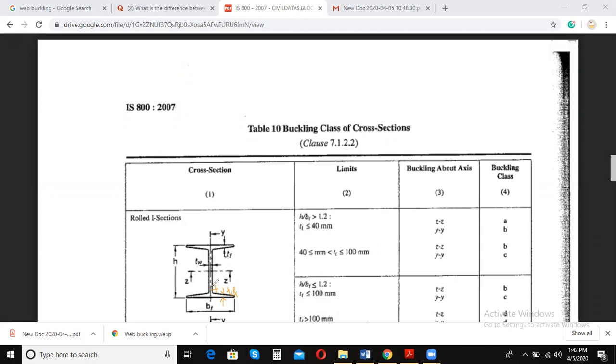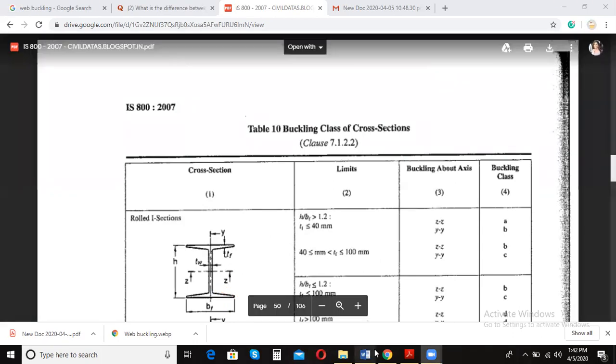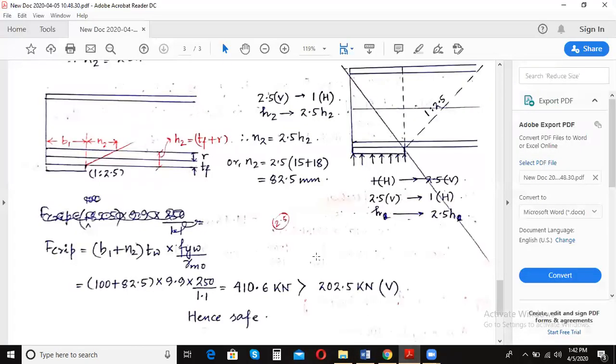It is also given in the handbook for different sections. So for ISLB 550, the root radius is given as 18 mm. Okay, so how much is N2 going to be? First you have to calculate this distance, this height. This is my flange, this is the thickness of my flange, which is TF, and this is my root radius, which is given as R.